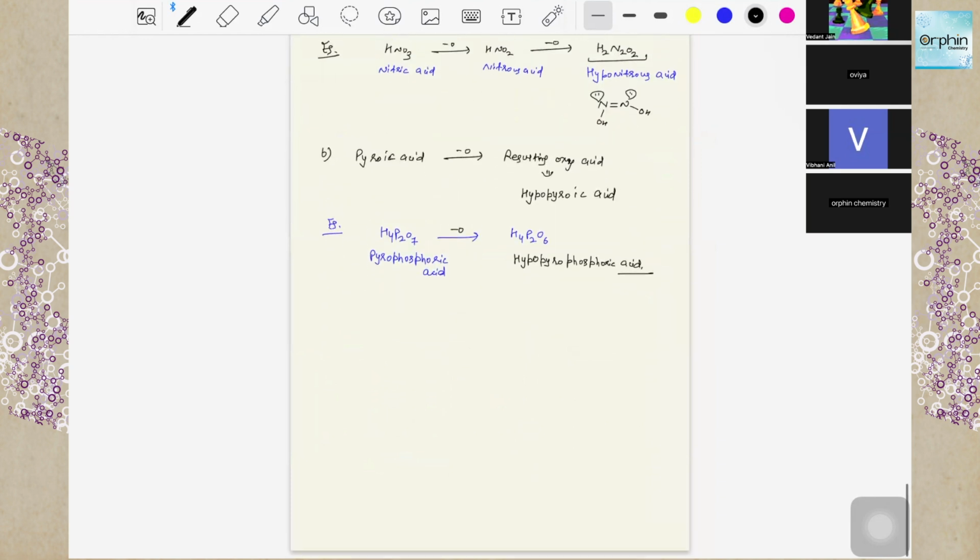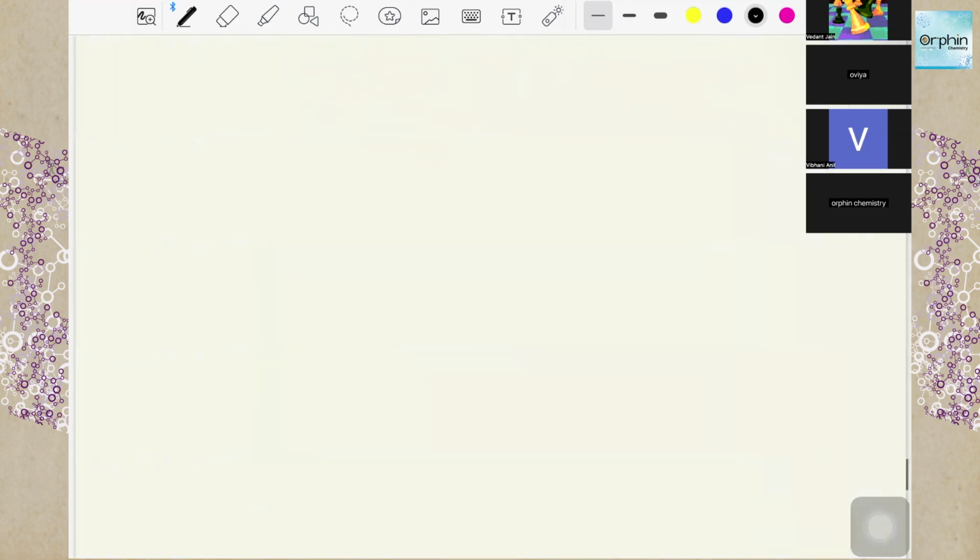Now third is known as the peroxy or per prefix. Third, peroxy acid or per-ic acid. When will this be used here? Peroxy means when a peroxy linkage is there.